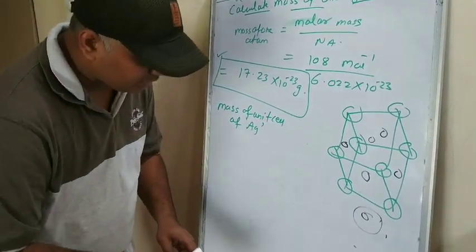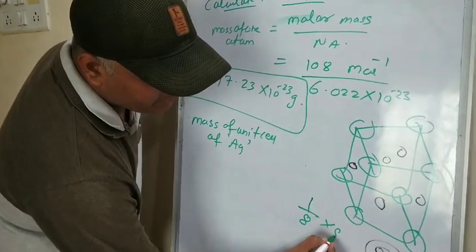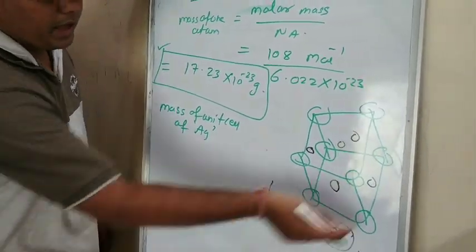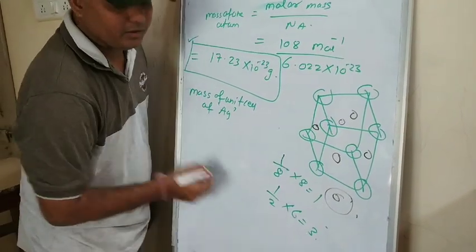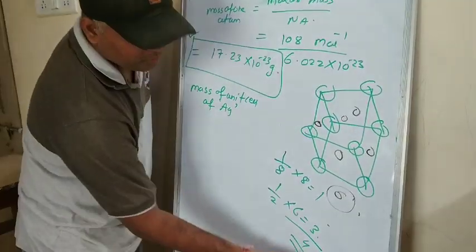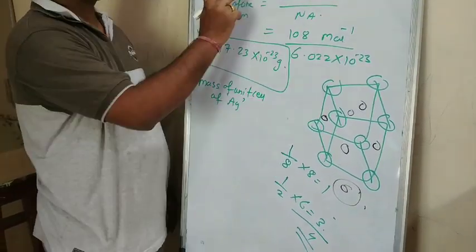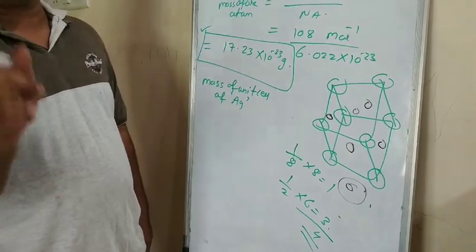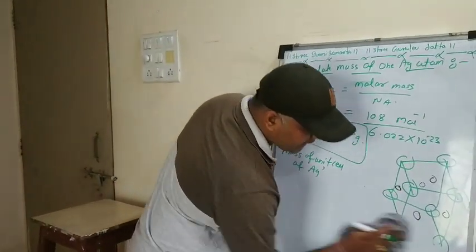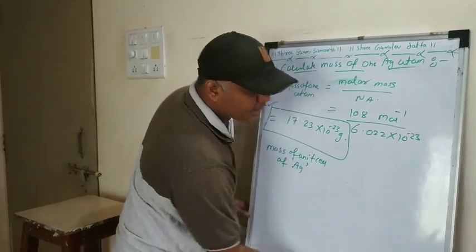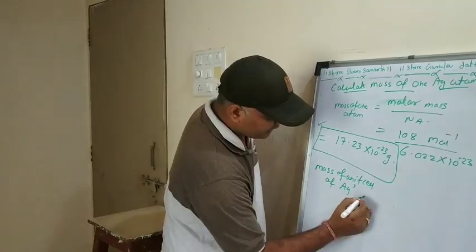How to calculate the total number of atoms? We know how to calculate. At the corner, 1 into 8 by 8 is equal to 1. And in faces, 1 by 2 into 6 is equal to 3. So total number of atoms will be 4 in the particular FCC crystal. And silver undergoes the FCC crystal. It is given in the problem, right? So now, let's calculate. How many atoms are there in the FCC lattice of silver? So total number of atoms are 4.